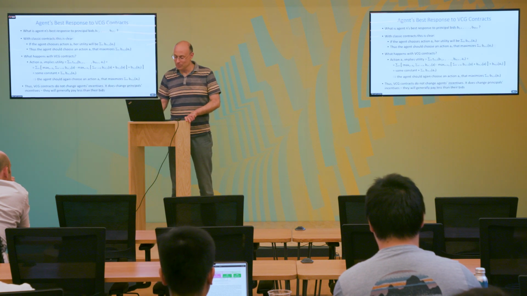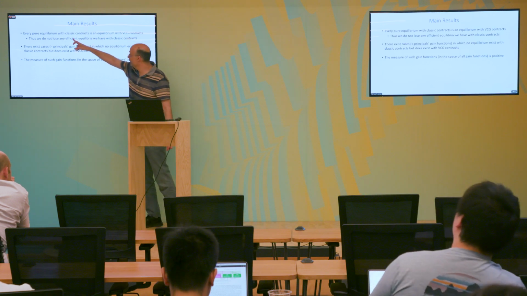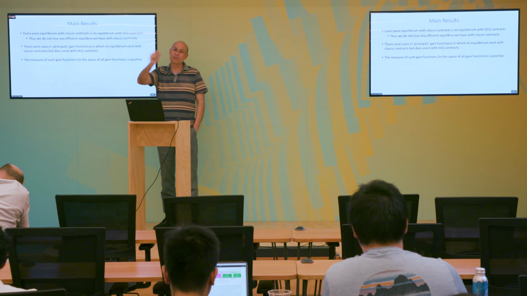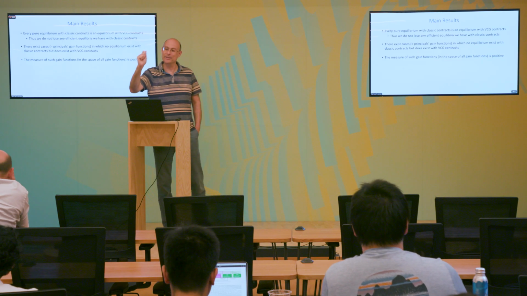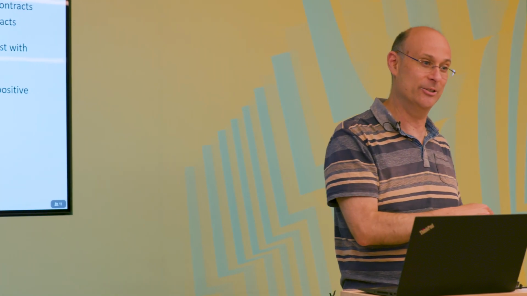Right, so back to your question, an equilibrium with classic contracts is also an equilibrium if we change the payment function from classic contracts to VCG contracts. I will have it later, but maybe I should say it right now, that it's also an equilibrium if there is a step zero, where each principal can decide for themselves whether they want to use classic contracts or VCG contracts. They will always use VCG contracts.